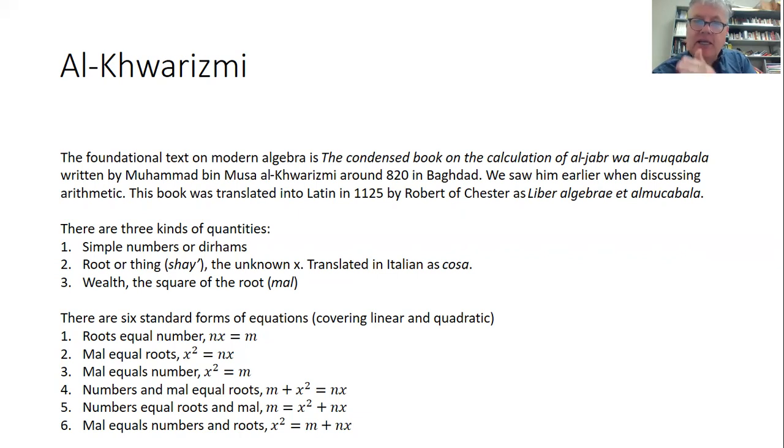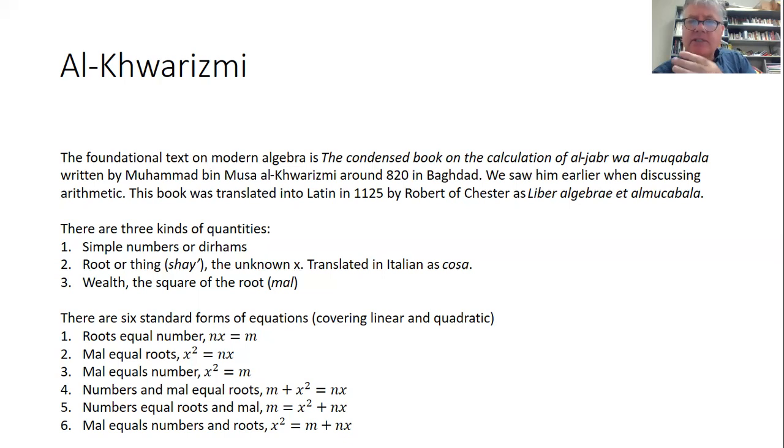When it got translated into Italian, it became cosa, which is Italian for thing, and that's why, in an old-fashioned way of speaking, algebra is known as the Cossack art, and unknowns like x and y and z are known as Cossack numbers, coming from thing. And then the square of the root is mal, which means wealth. And so we kind of see that wealth sort of goes with the numbers being dirhams.